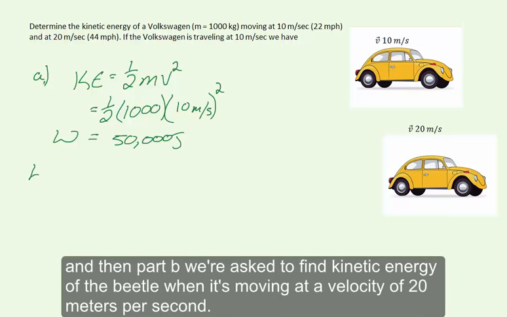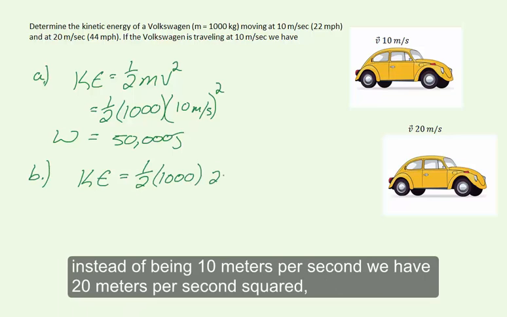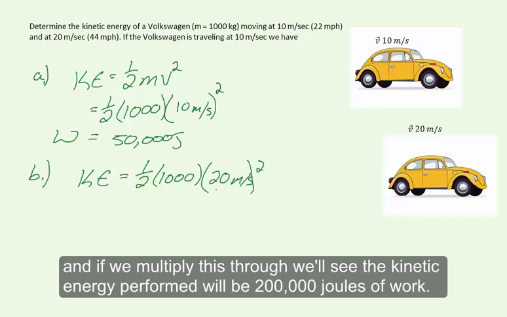And then in part B, we're asked to find the kinetic energy of the Volkswagen when it's moving at a velocity of 20 meters per second. Again, we will use the same equation, and we see that our mass hasn't changed, but our velocity has. Instead of 10 meters per second, we have 20 meters per second. If we multiply this through, we'll see the kinetic energy will be 200,000 joules.